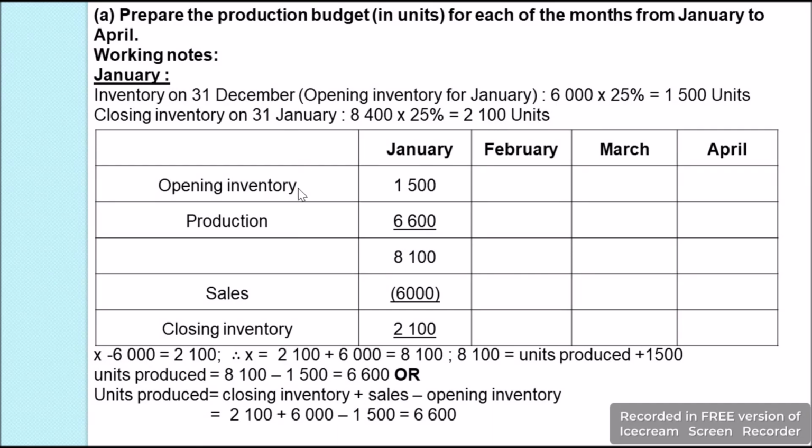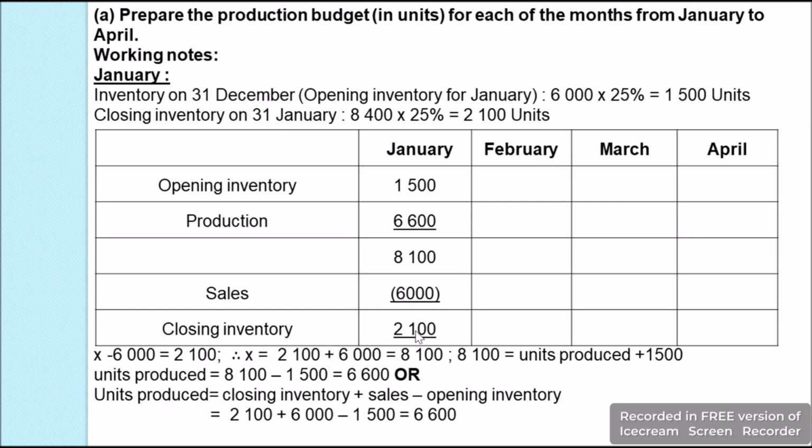Now let's make the production budget, in which we take the opening inventory. To this we add the production, we get the total. From there we subtract the sales and we get the closing inventory. Now we know the closing inventory, which is 2,100 units. We know the sales, which is 6,000 units. We don't know the units produced, so we don't know this total. So how are we going to get this total? We'll formulate it like this.